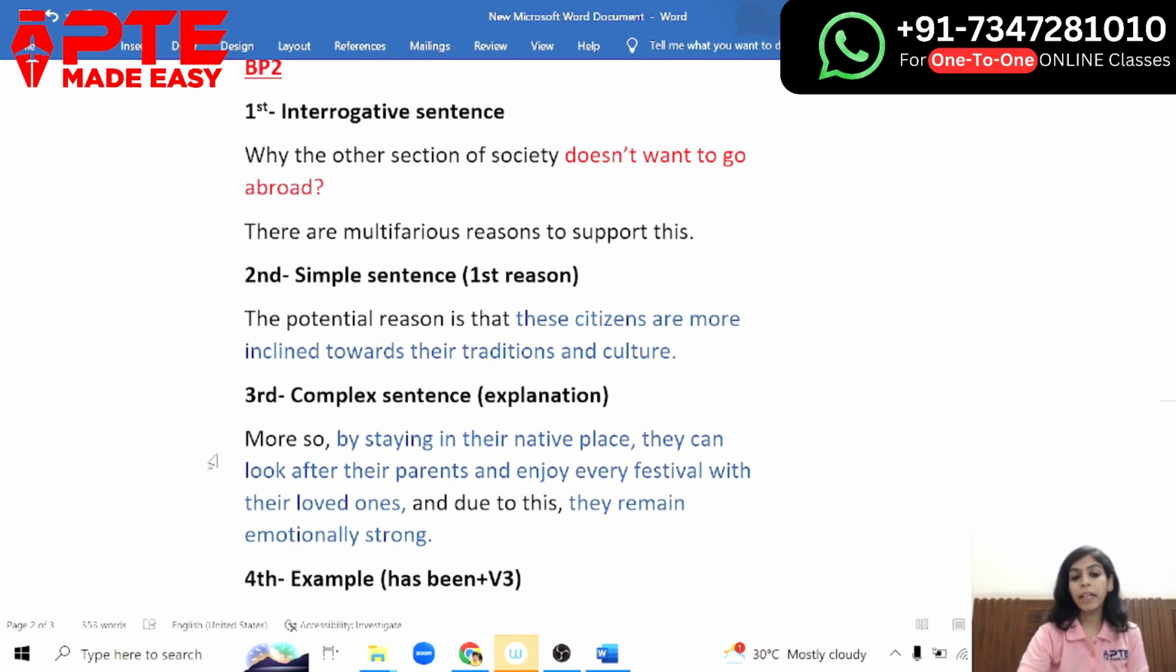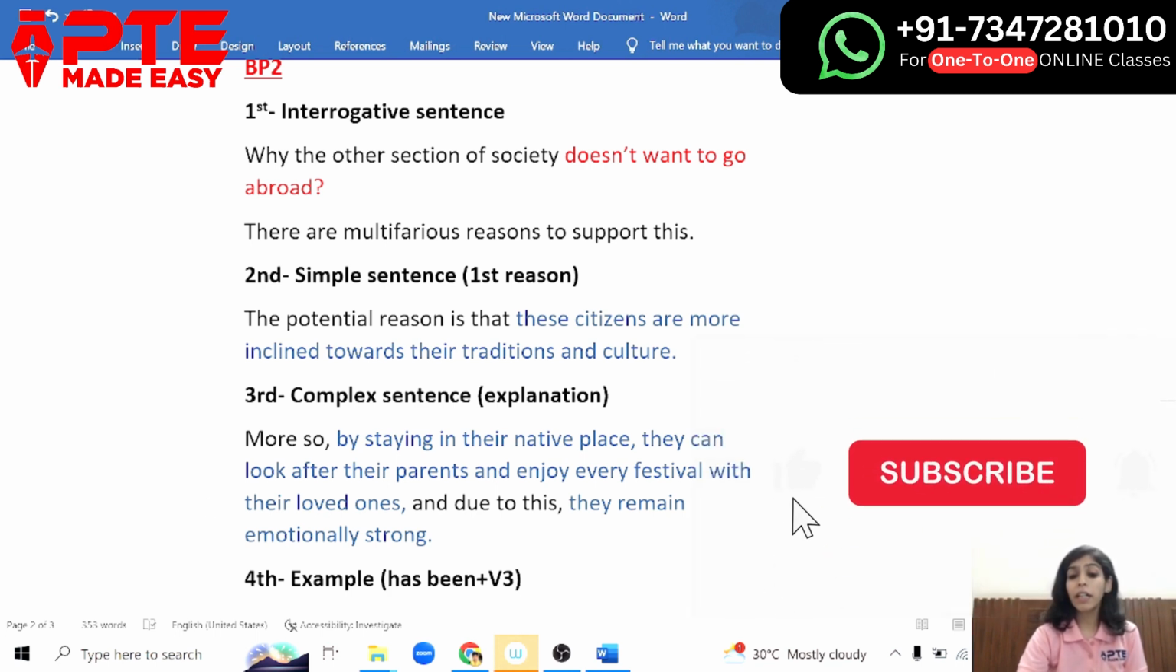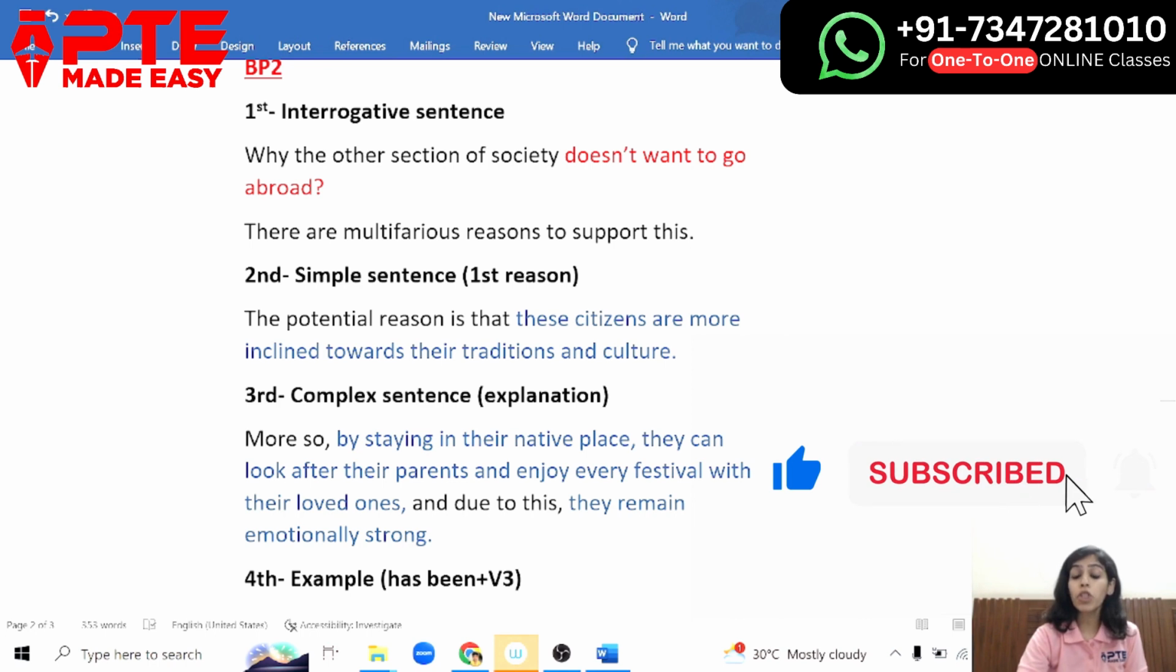Now we are going to explain it further. Here we have to write everything. By staying in their native place, they can look after their parents and enjoy every festival with their loved ones. And due to this, they remain emotionally strong as well. So what is happening? More inclined towards their tradition and culture.